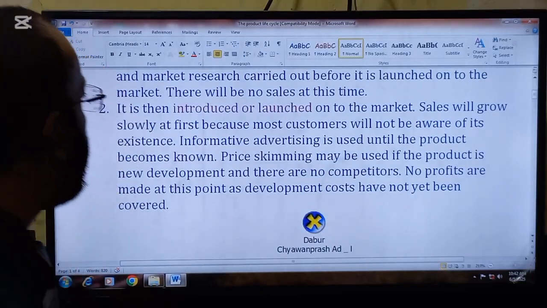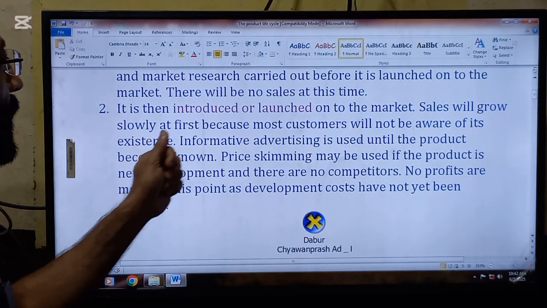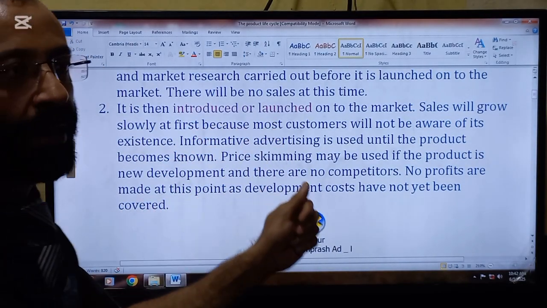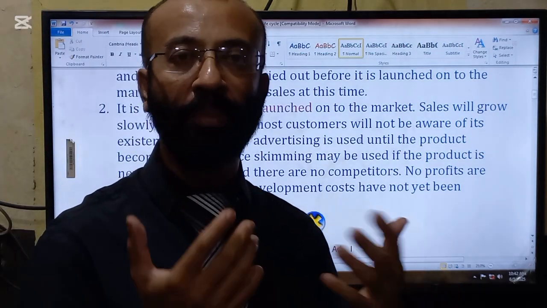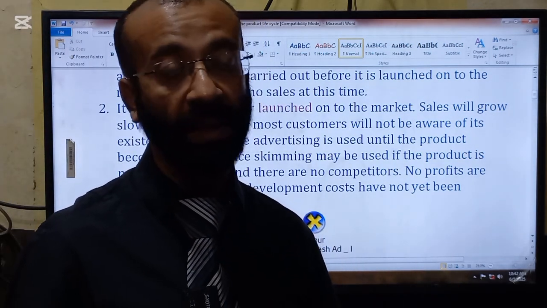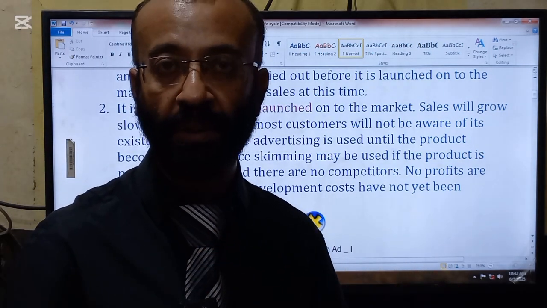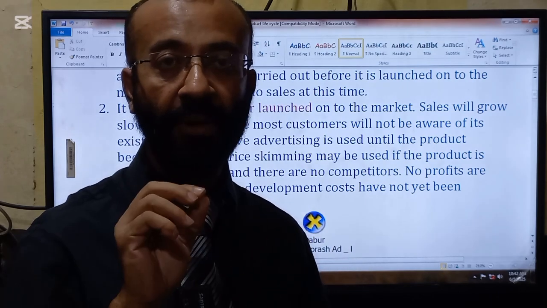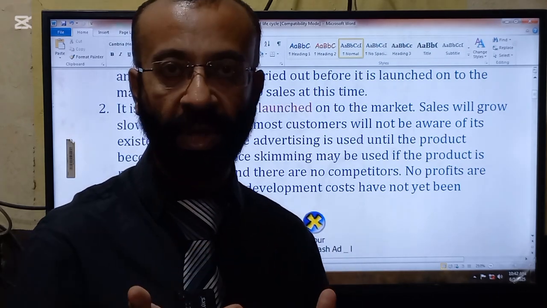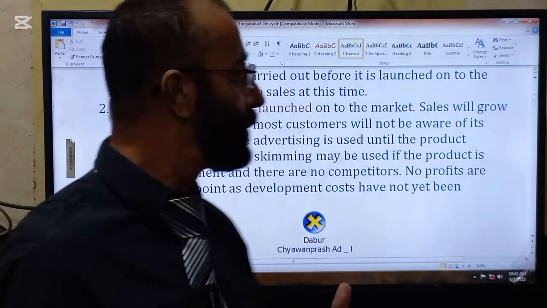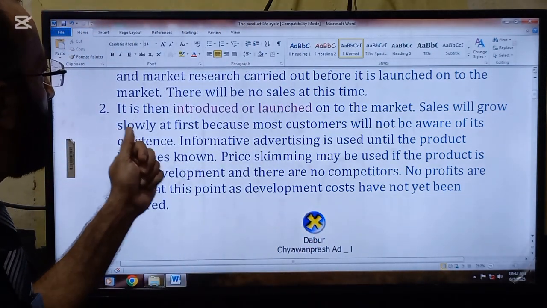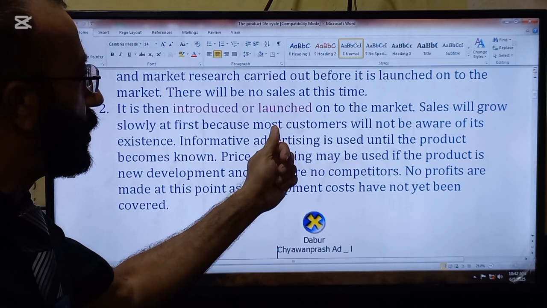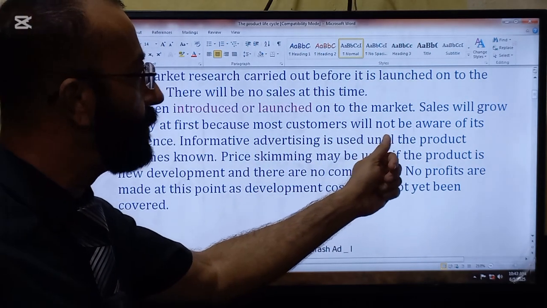Okay, then the next stage will be, it is then introduced or launched. If you are getting positive feedback from the customers, they are giving you a very positive response, it means that is a good idea. So then you will make the product on a huge level. You will launch the product now. So the next stage will be, it is then introduced or launched onto the market.